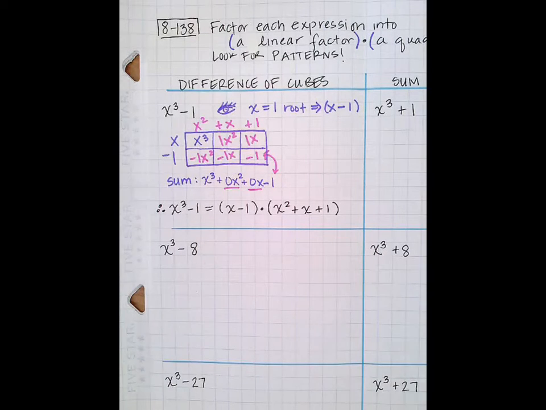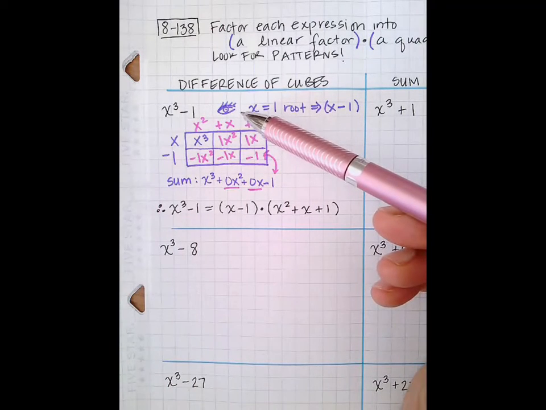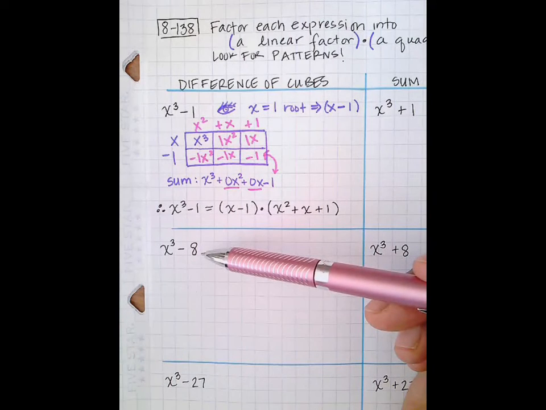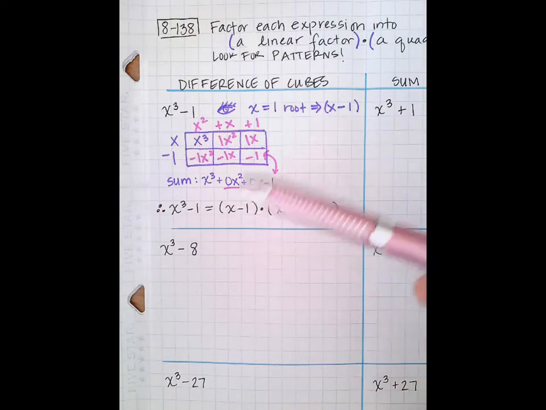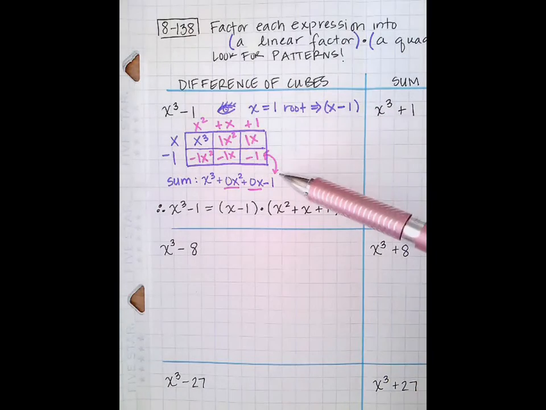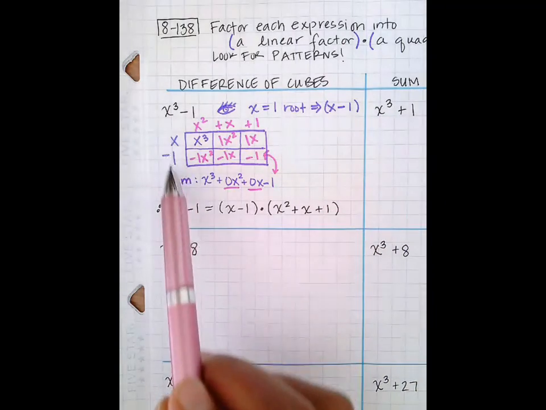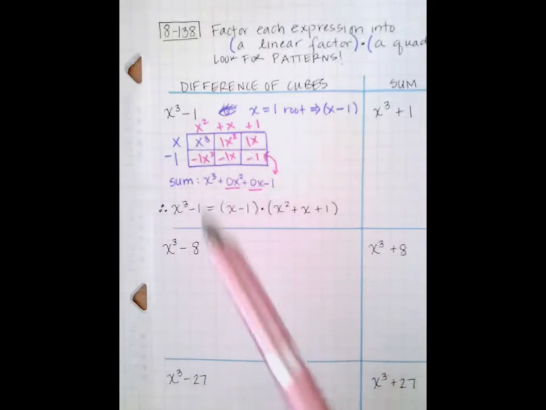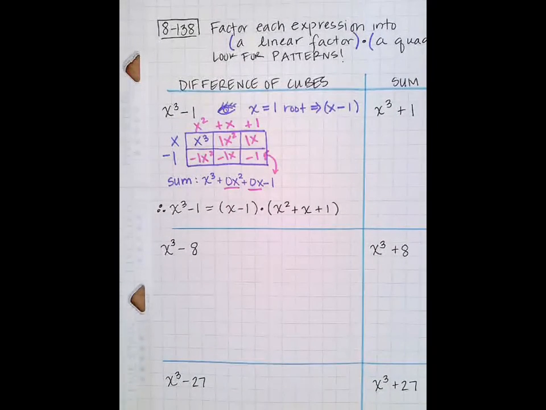Now this is what you want to do for the rest of the difference of cubes problems, where you're going to use inspection, like looking at the structure of it with your eye to figure out what is the root that would make that 0. From the root, figure out the corresponding linear factor, divide the polynomial so that you figure out the linear factor times the resulting quadratic, and then we'll look for patterns to figure out the rule for the difference of cubes.